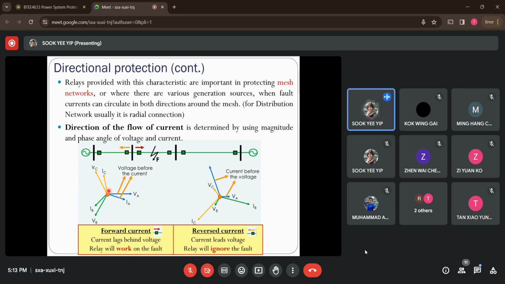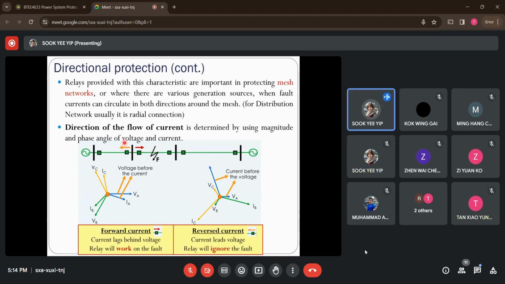So what happens if we have a fault occur like this? If you are referring to this relay, whenever we measure the voltage and current for each phase, we will find that the current now lags behind voltage instead. So that's how it detects it. This actually occurs within its direction, or we call it the forward current direction.